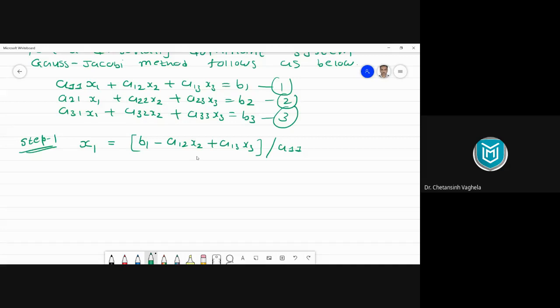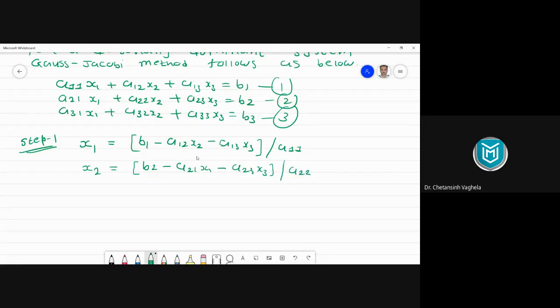Right? पहले variable x1 के लिए एक पूरा formula बन गया from the first equation. Similarly, from the second equation, we will make one formula for x2. तो जैसे इसमें किया वैसे ही we need to make x2 as the subject. Yeah, sorry, it should be minus there. Thank you for the correction. It should be minus here. And similarly, for the second equation, I'm making x2 as my subject. So it is B2 minus A21 x1, then minus A23 x3 divided by A22.